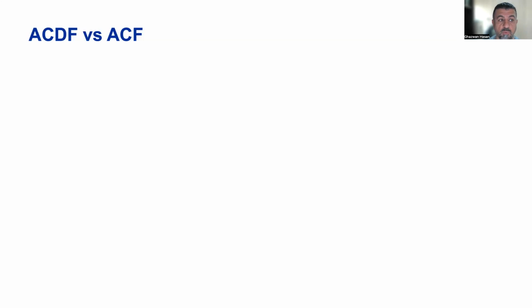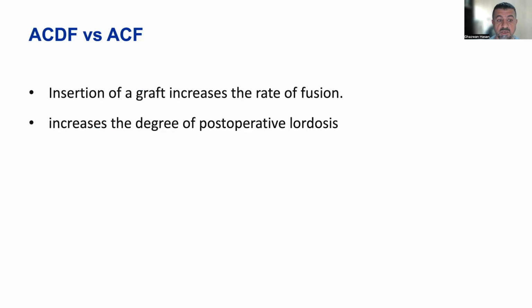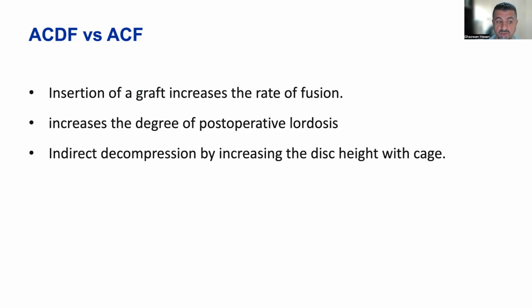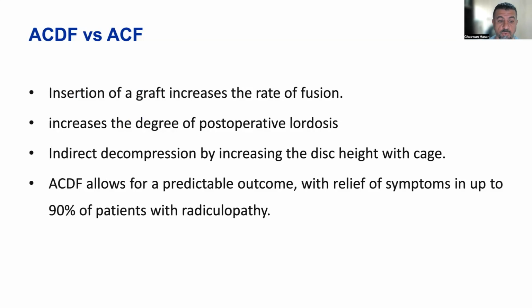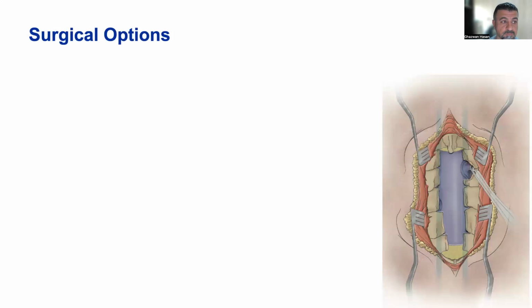So when we go to the ACDF versus anterior cervical foraminectomy, insertion of the graft will increase the rate of fusion, increase the degree of postoperative lordosis, and give indirect decompression by increasing the disc height with a cage, as I mentioned. It also allows us to predict the outcome, with relief of symptoms up to 90% in the patient with radiculopathy, and the preservation of the motion segment in anterior cervical foraminectomy in patients with only unilateral septum.